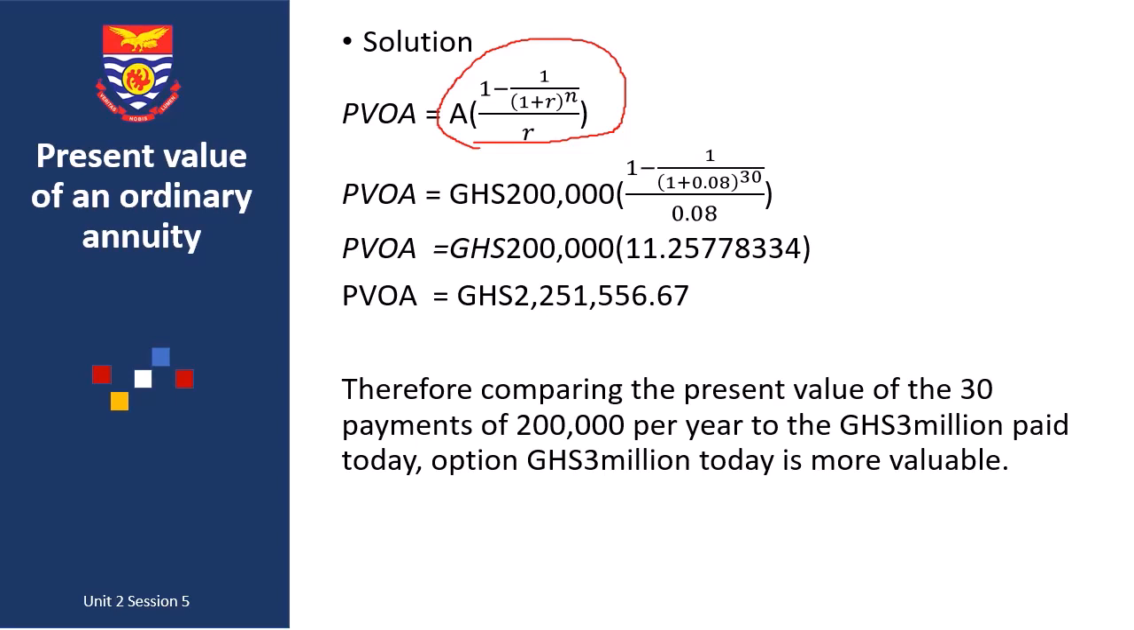So now, because it's in today's value, we can now compare to the option 2 that was given, which is 3 million Ghana cedis. So let me ask you, if someone is to give you this amount and 3 million, which one will you opt for? Yes, I know, right? I know definitely you go for 3 million. So we choose the option with the higher value or the higher positive value. Therefore, comparing the present value of the 30 payments of 200,000 per year to the 3 million Ghana cedis paid today, option 3 million today is more valuable.